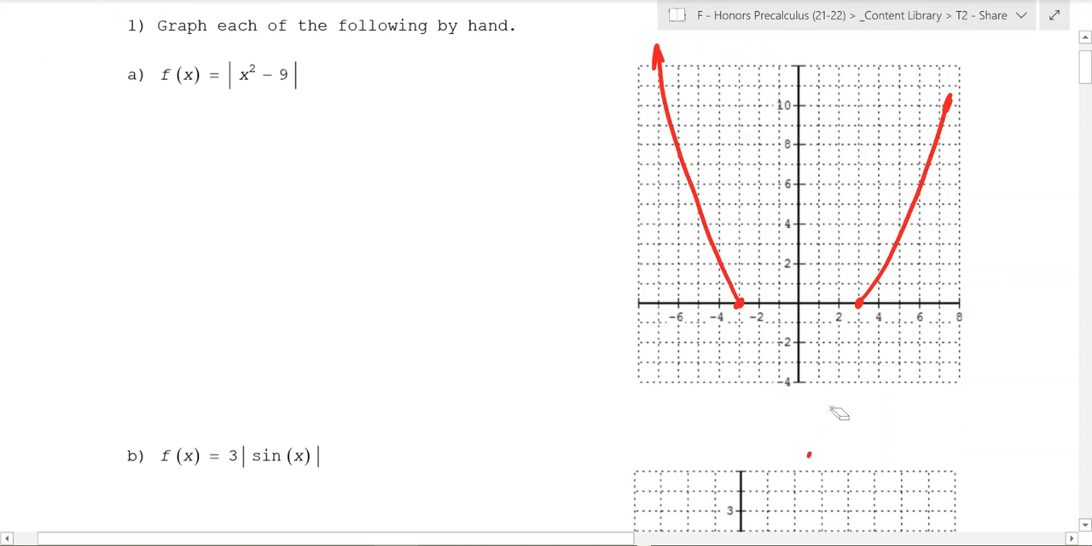my curve is pretty terrible here. This should be a lot steeper. So it goes all the way down to -9 and comes back up.